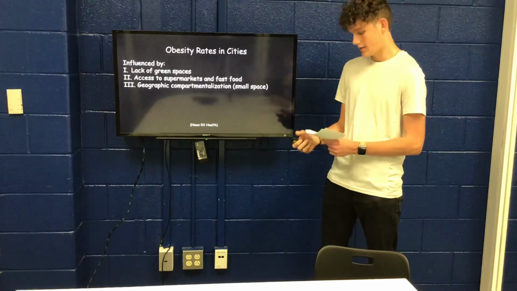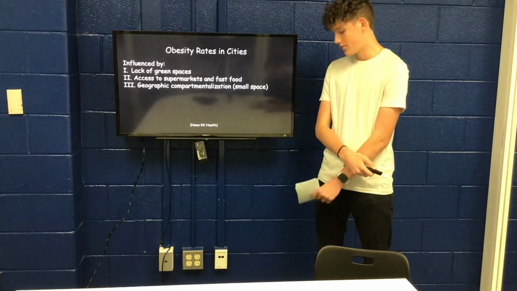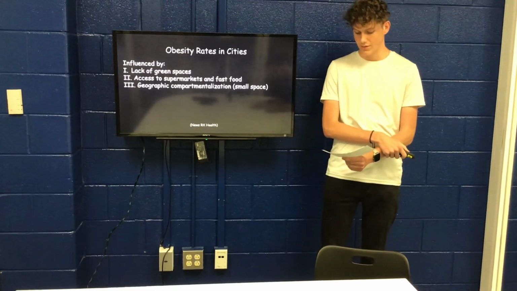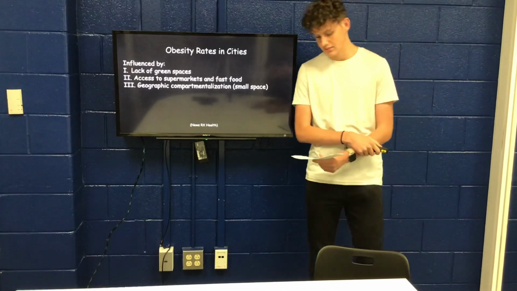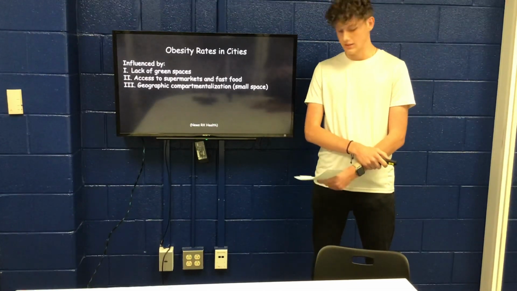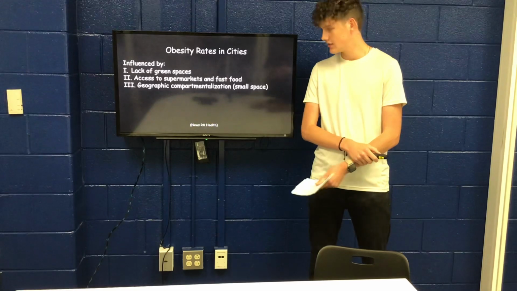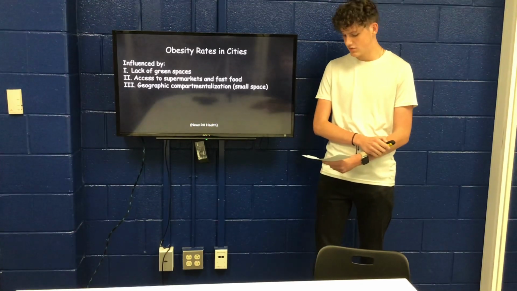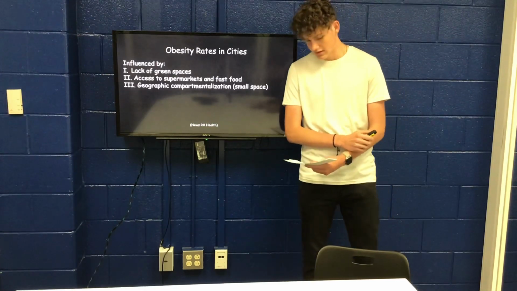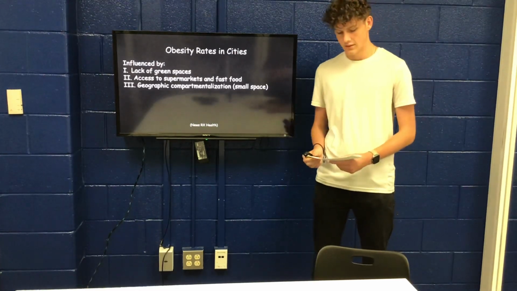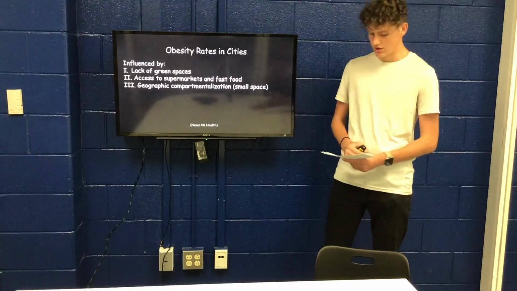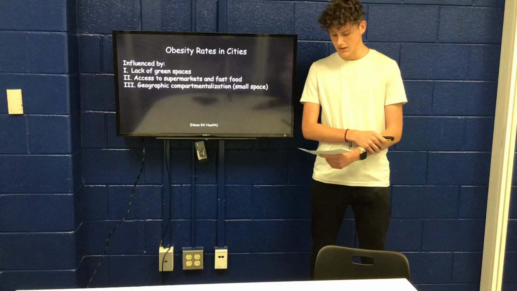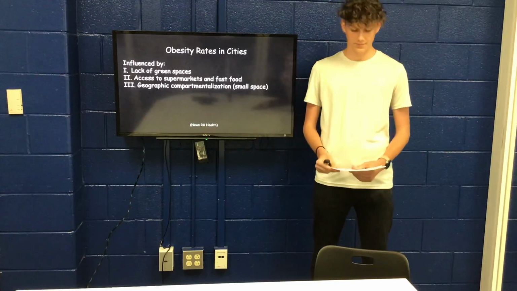Higher rates of obesity occur in cities specifically for numerous reasons. NewsRx Health, a magazine focused on providing quality medical information, outlines 3 possible reasons. 1, a lack of green spaces presents a more limited opportunity for outdoor exercise, which contributes to obesity rates. Number 2, there's an increased access to fast food and limited access to fresh foods, frequently leading to unhealthy food choices. Finally, geographic compartmentalization, or the close contact that occurs in cities because of cramped spaces, causes many conflicting opinions, which can be negative influences.